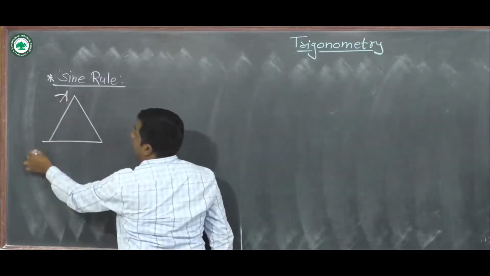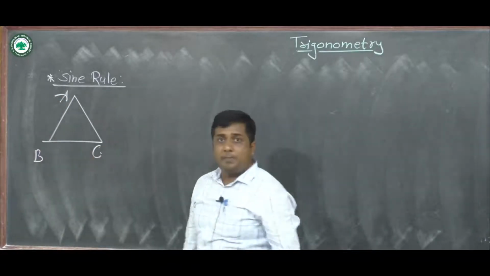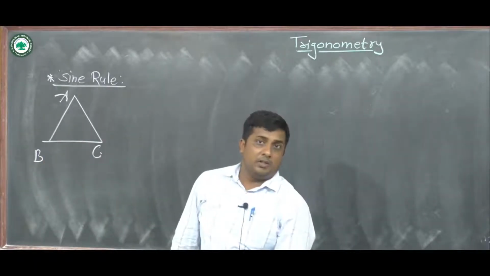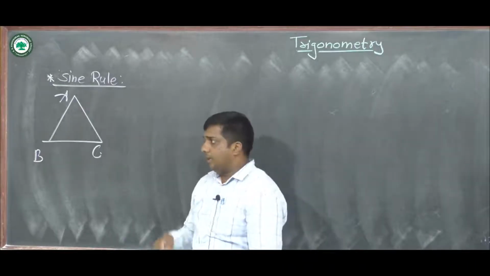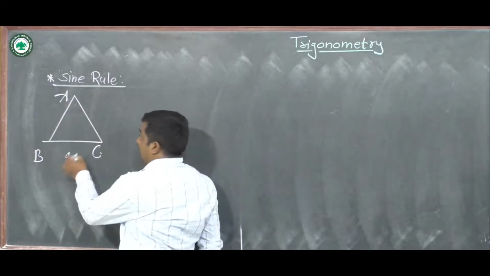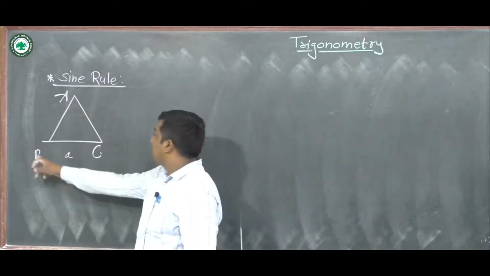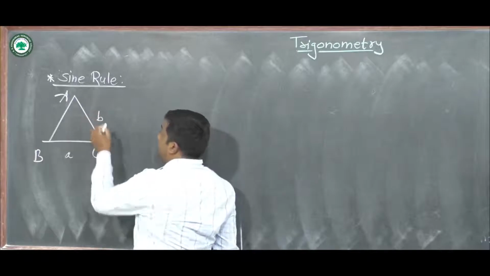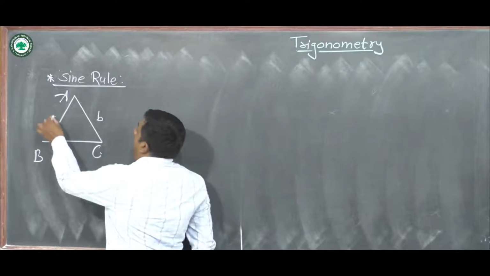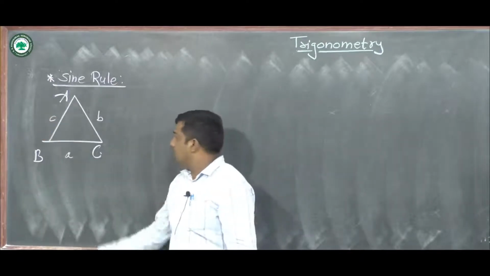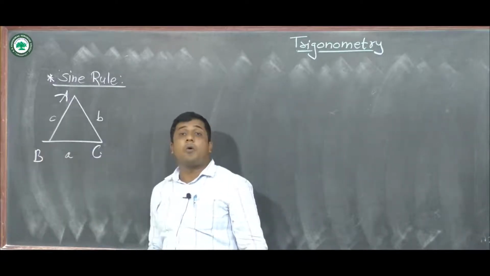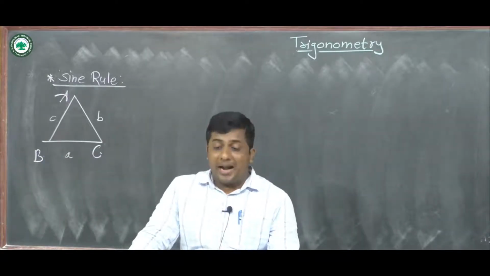Here triangle ABC. Remember, these three are angles. ABC are the angles. Now we consider the sides. Here remember, opposite side of angle A is a, having length a. Opposite side of angle B is b, having length b, and opposite side of angle C having length c. So here a, b, c are for length of the sides, and capital A, B, C are for angles of the triangle.